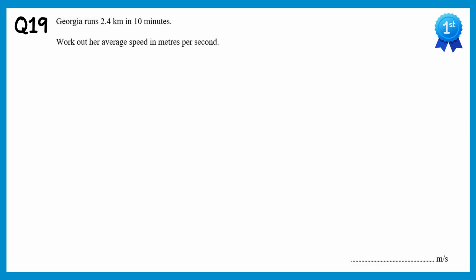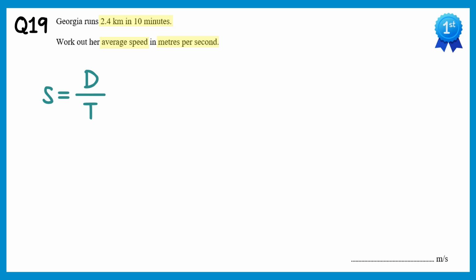For this question we need to work out George's average speed. You can calculate average speed using the formula speed equals distance divided by time. We need to give it in meters per second though, but the information given in the question is in kilometers and minutes. So let's turn those kilometers and minutes into meters and seconds.